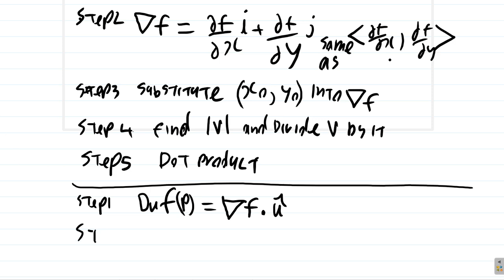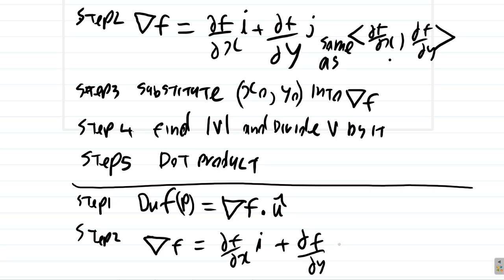Now, let us go to step 2. You're going to find the gradient vector, which is ∂f/∂x i plus ∂f/∂y j. So it's the partial derivative of f with respect to x in the i direction plus the partial derivative of the function f with respect to y in the direction j. Alright? So what are these?